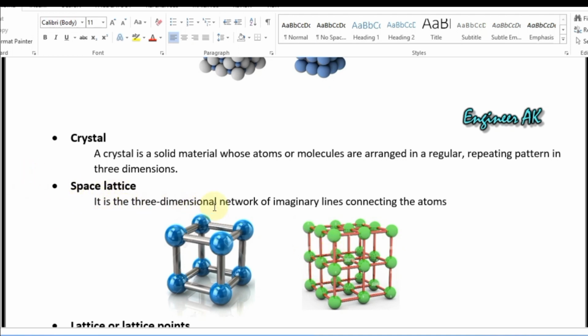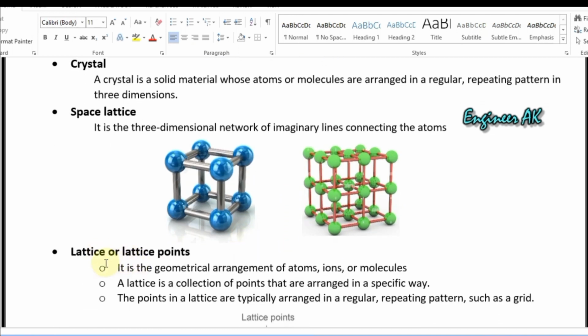Now what is space lattice? It is a three-dimensional network of imaginary lines connecting the atoms. Here we can see these lines that are connecting the atoms. In this model, these brown lines are connecting these green atoms. So these lines are called space lattice, right? These are the imaginary lines that connect the atoms together, right?